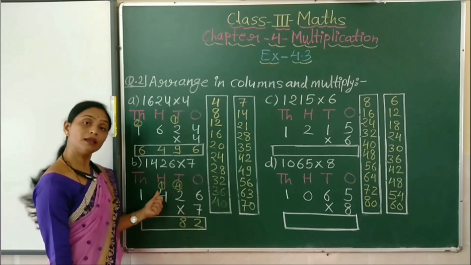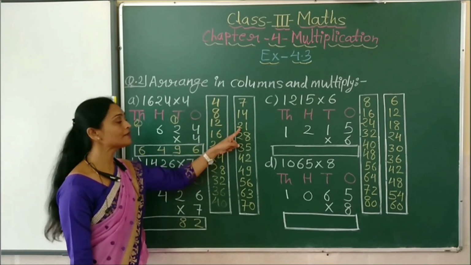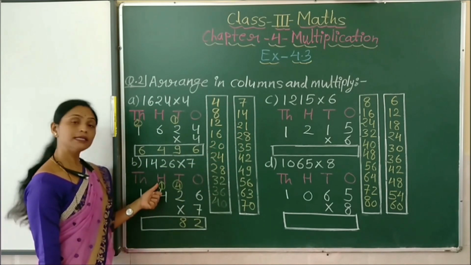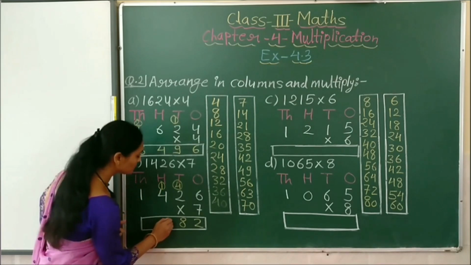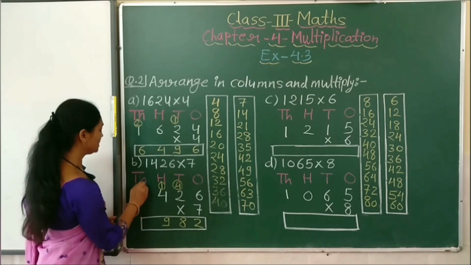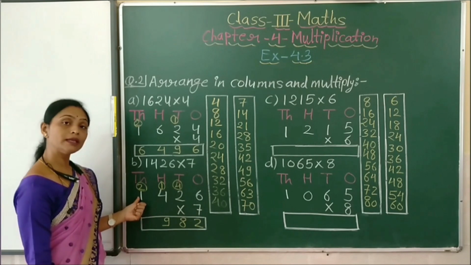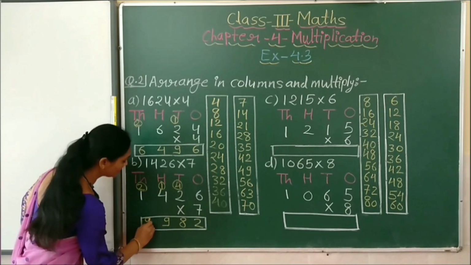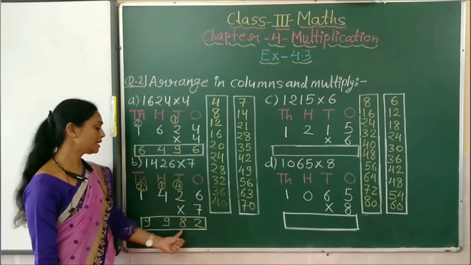Now 7's table 4 times. 7 ones are 7, 7 twos are 14, 7 threes are 21 and 7 fours are 28. And then we have to add this 1 and 28. So 28 plus 1, 29. So we have to write here 9 and 2 here carry over. Now 7 ones are 7 and then plus 2 how much? 9. So we got here 9. So which number we got? 9980.